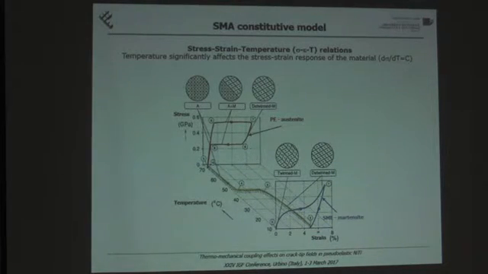So the main problem is related to the complex constitutive model, and in particular there is a marked thermomechanical coupling. It means that this figure shows the evolution of the stress-strain response of the material as a function of the temperature. If you are at low temperature, the material exhibits a pseudoplastic effect, which is linked to the shape-memory effect. But if you increase the temperature, the same material could exhibit a completely different mechanical response, the pseudoelastic effect.